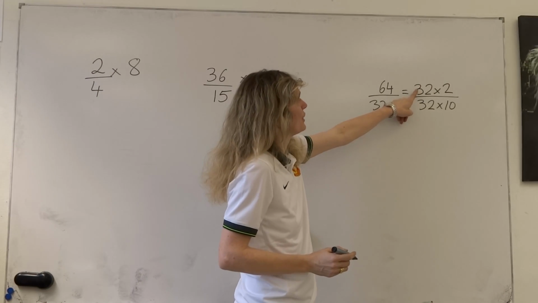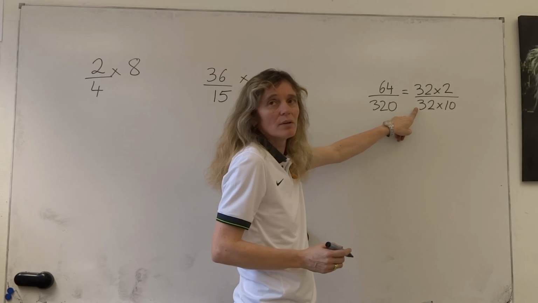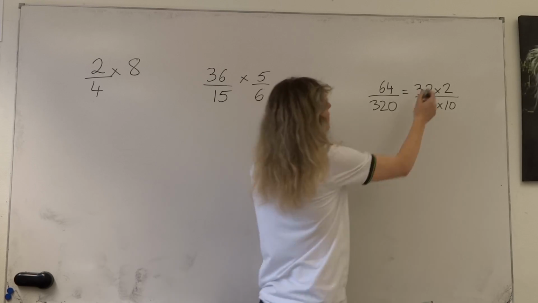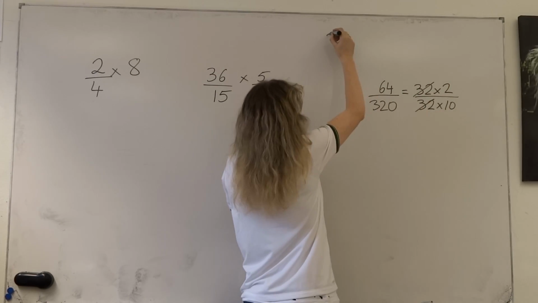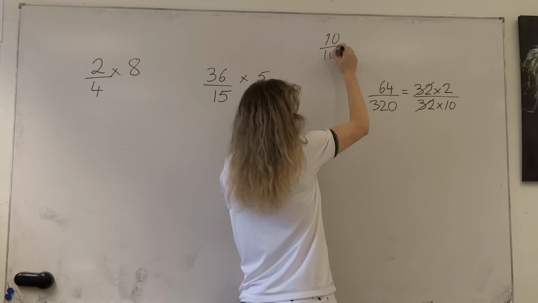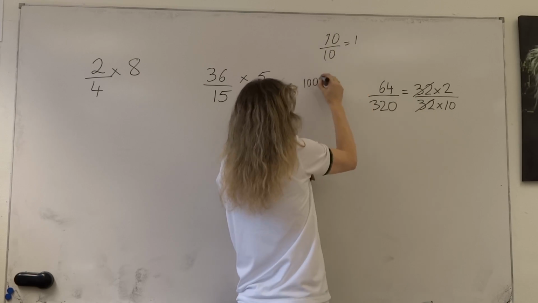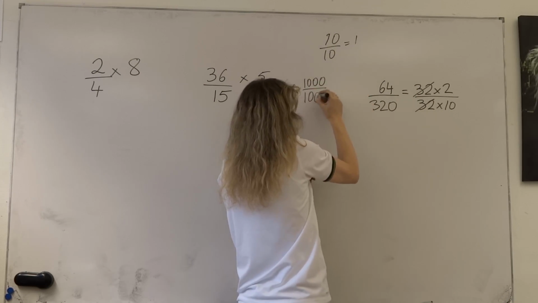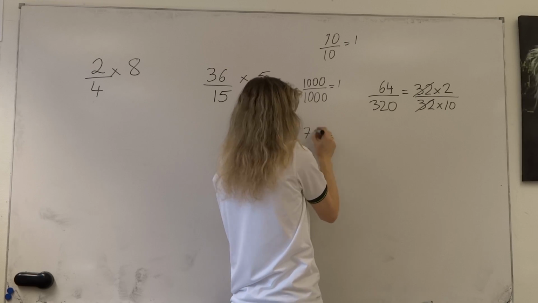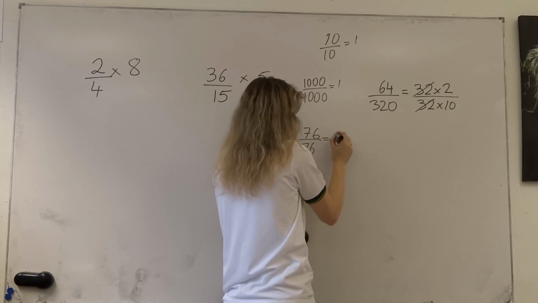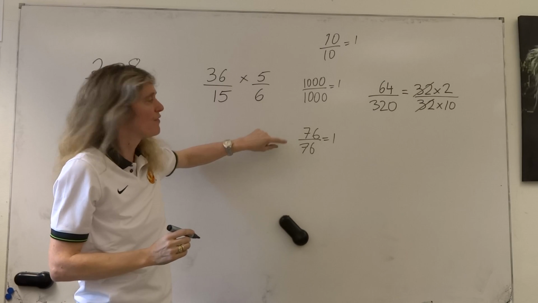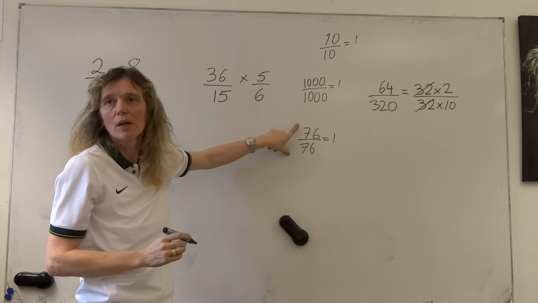Now you have 32 divided by 32, which is 1. So that's why I say this cancels, because we know that 10 divided by 10 is 1, or 100 divided by 100, or 1,000 divided by 1,000, or 76 divided by 76 is going to be 1. Any number divided by itself is going to be 1.